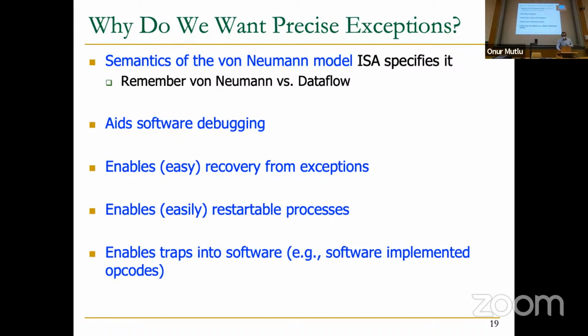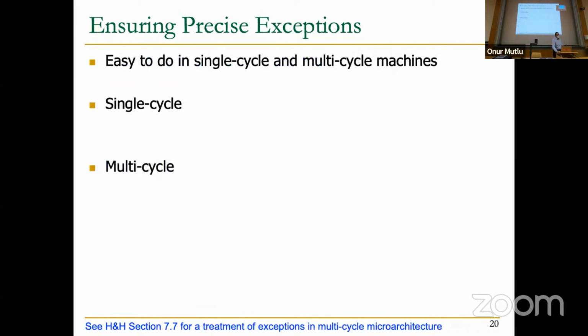That's the idea. Okay, so let's take a look at how we ensure precise exceptions in a single cycle and multi-cycle machine first, and then we're going to talk about pipelining a little bit more. This is very easy to do in single cycle and multi-cycle machines.